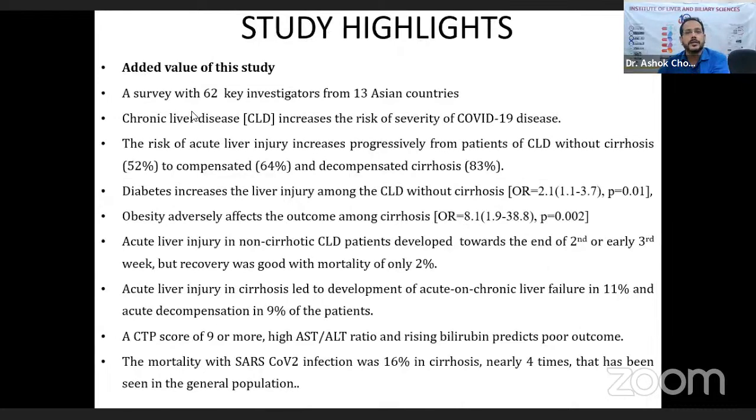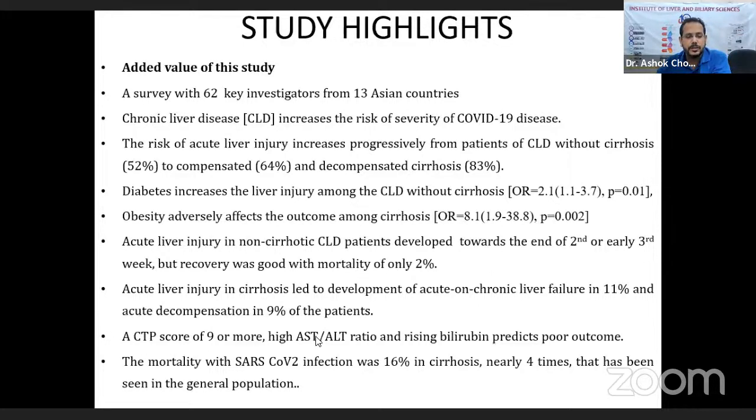So this study highlights what is added value: it is a survey including diverse data across 13 ASEAN countries, 62 investigators. CLD increases the risk of severity with COVID. The risk of acute liver injury increases among those having cirrhosis and more with decompensation across the spectrum. Diabetes increases the liver injury among the CLD patients who do not have cirrhosis. Obesity increases mortality with COVID in cirrhosis, and ALI leads to more mortality in the second and third week, and recovery is happening in a better way.